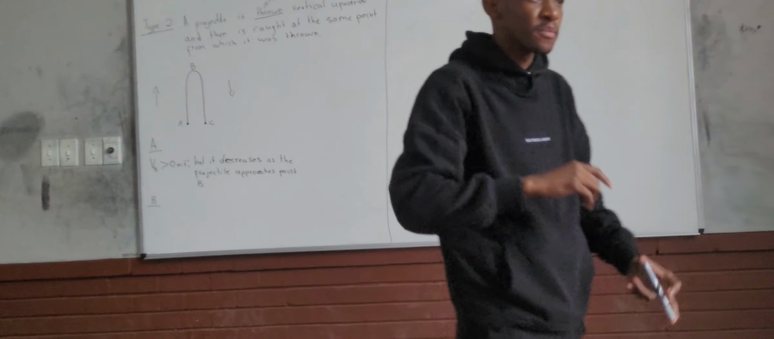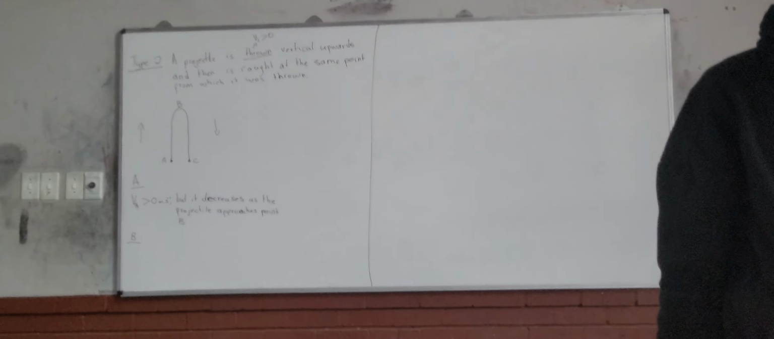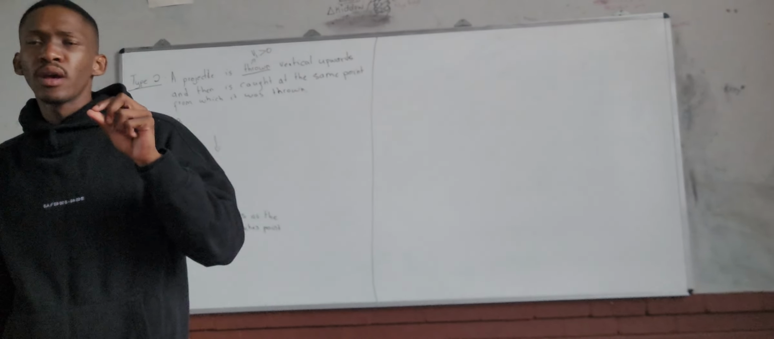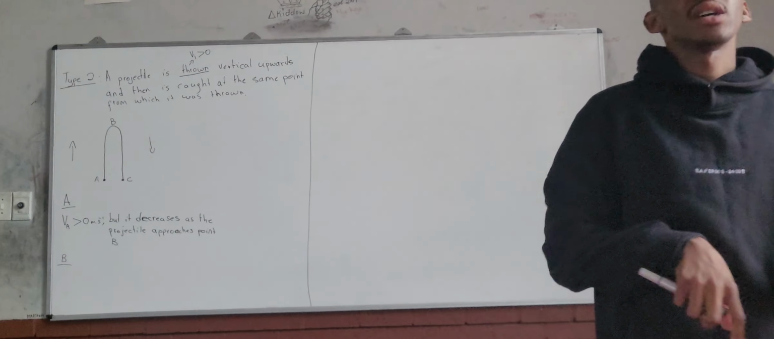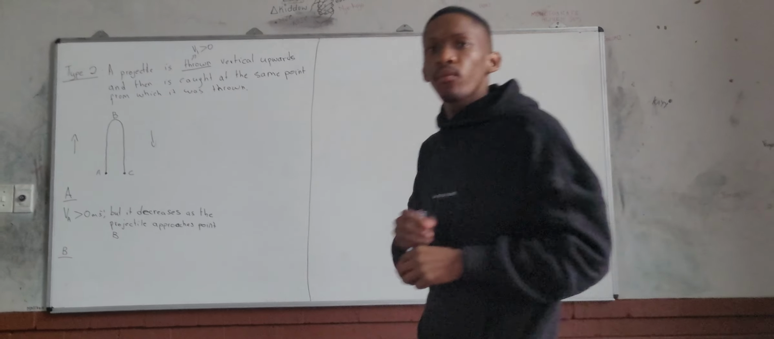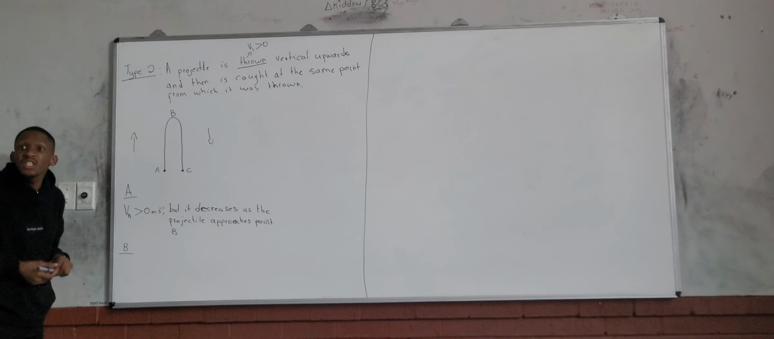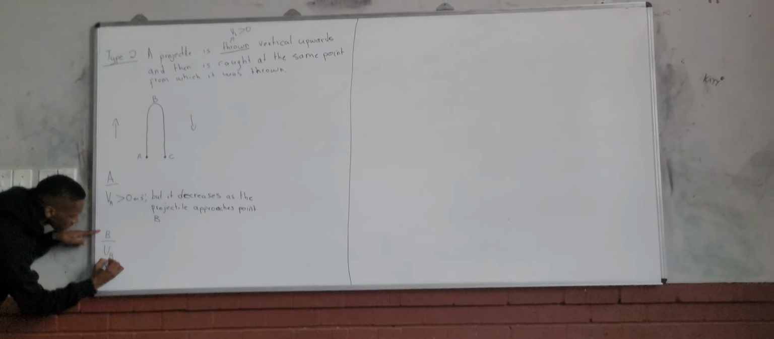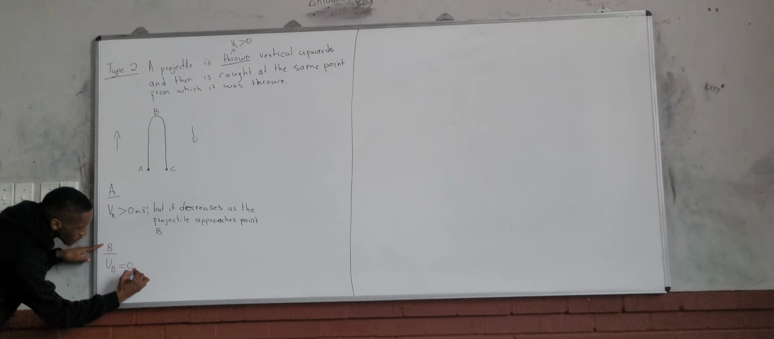So tell me, what should happen at point B before the projectile changes direction? Velocity must equal 0. The velocity at point B. I'm talking about point B, okay? Then I'm saying VB must be equal to 0.